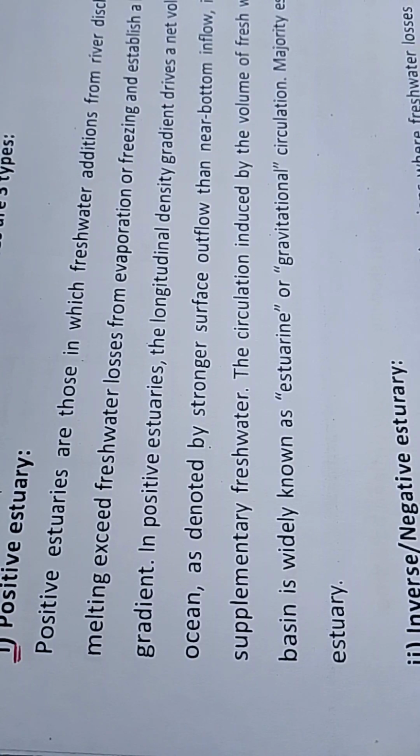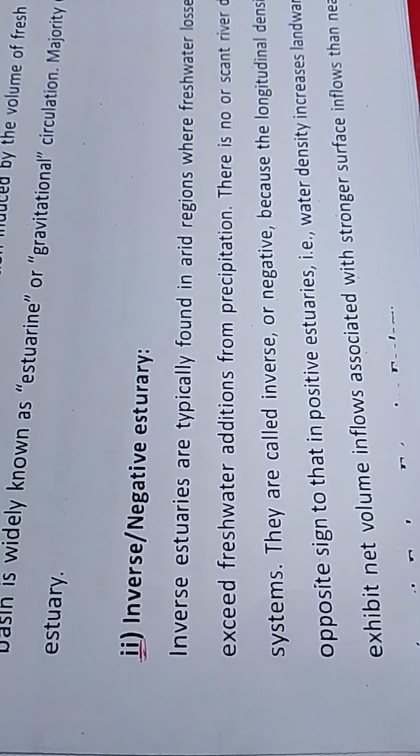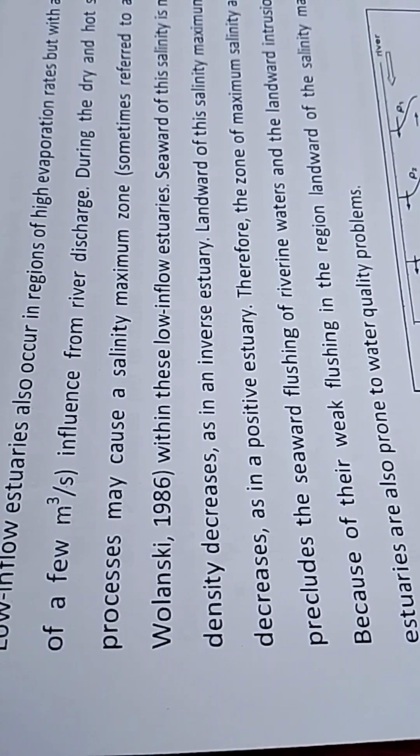They are called inverse or negative because the longitudinal density gradient has the opposite sign to the positive estuaries. Water density increases landward. Inverse estuaries exhibit net volume inflows associated with stronger surface inflow than near-bottom outflow. Water losses related to inverse estuaries make their flushing more sluggish than positive estuaries. Because of their relatively sluggish flushing, negative estuaries are likely more prone to water quality problems than positive estuaries.